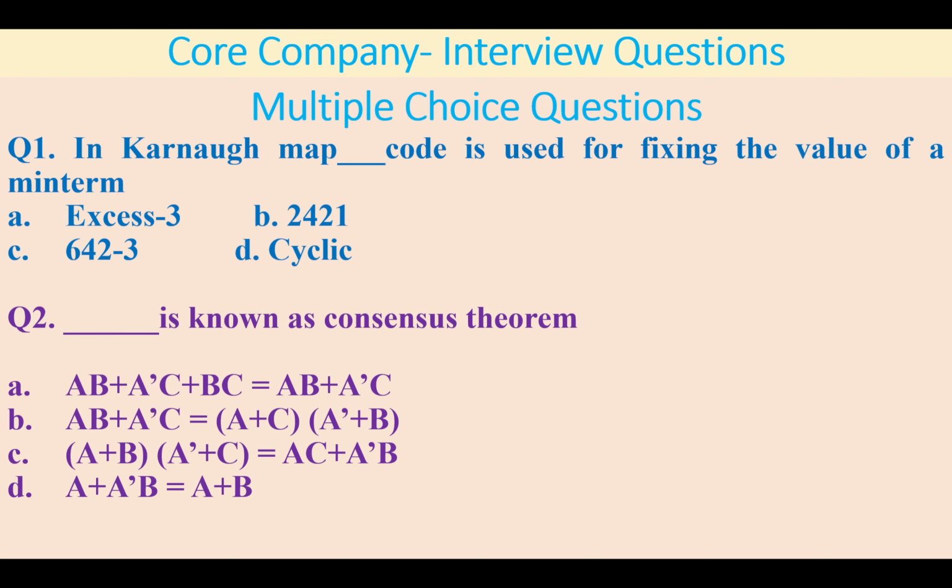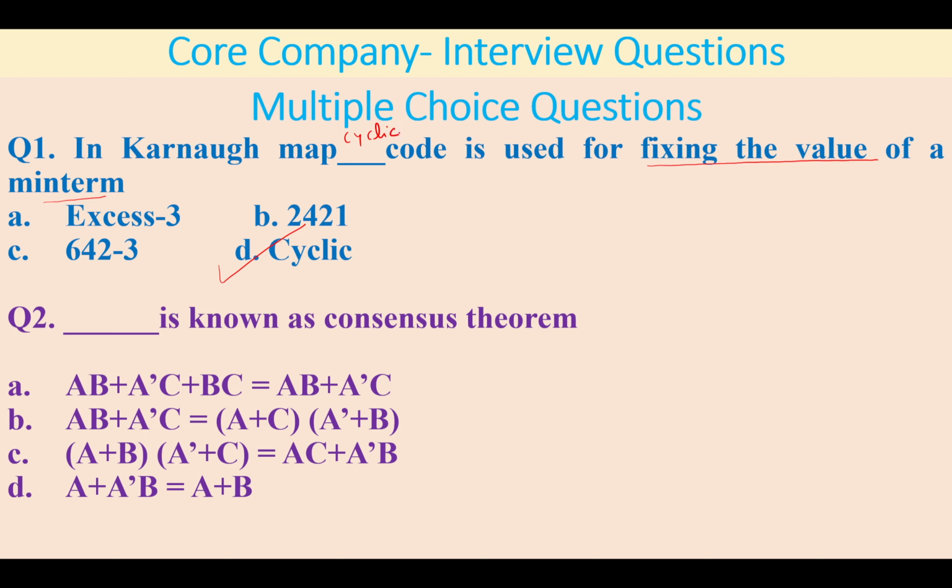We go to the first question and read the question very carefully. In the Karnaugh map, dash is used for fixing the value of a minterm. The first option is XS3, the second option is 2421, the third option is 6-4-2-3, and the last option is cyclic. Can anyone guess which option is correct? The D option is correct. That is a cyclic code.